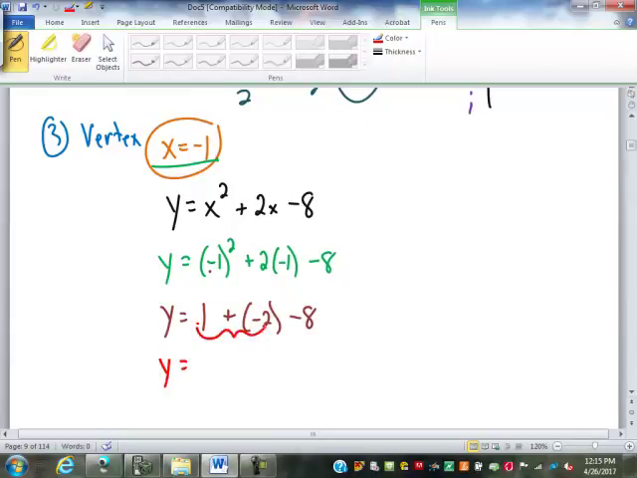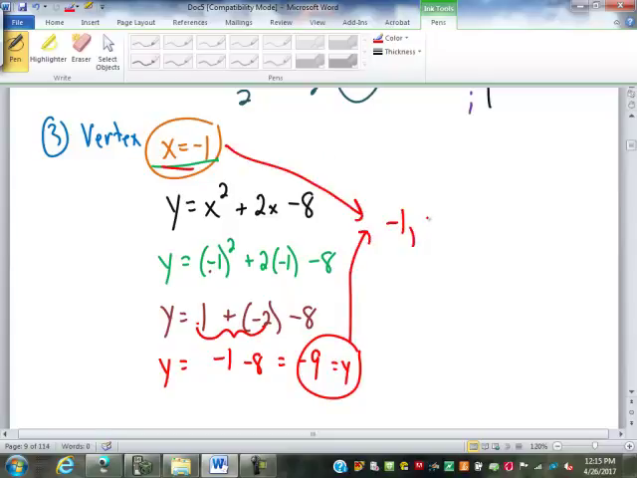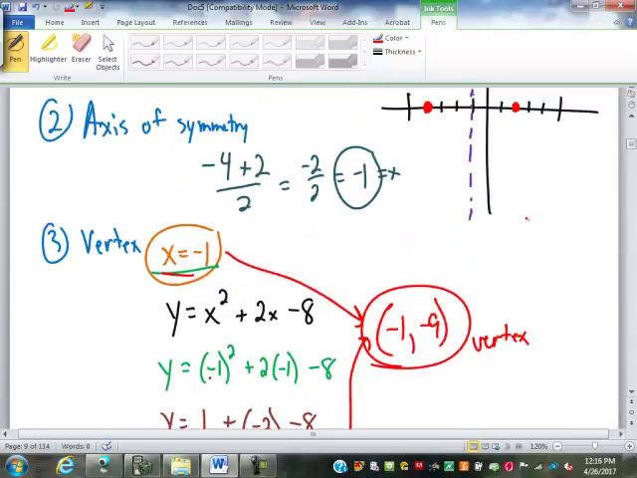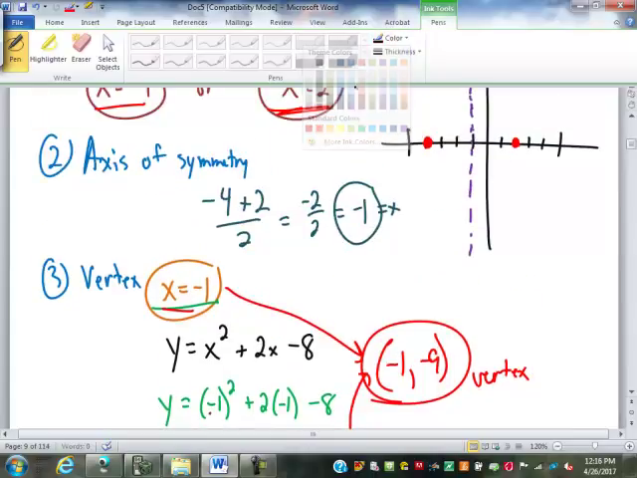1 plus -2 is -1. -1 minus 8 is -9. So y equals -9 when x is -1. So that tells us the vertex is at x is -1 and y is -9. So that's the point of my vertex. It's my ordered pair. So here we are. x is -1, y is -9. Right there's my vertex. Now that is enough to give us a rough sketch of the parabola.